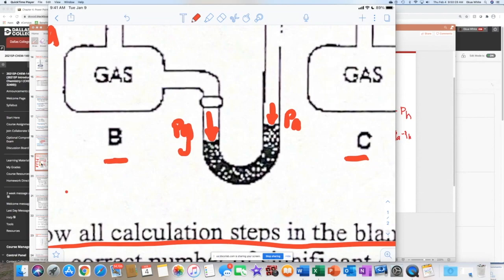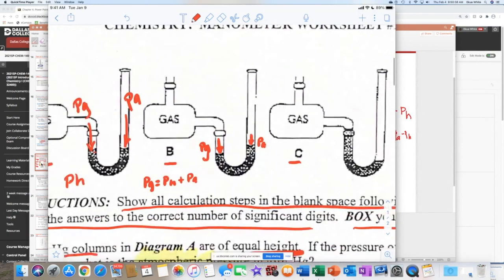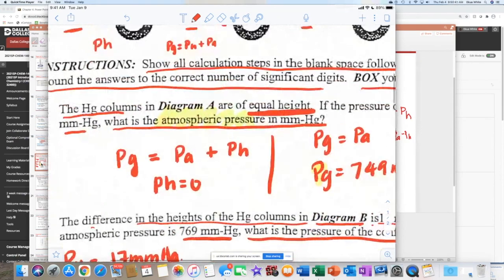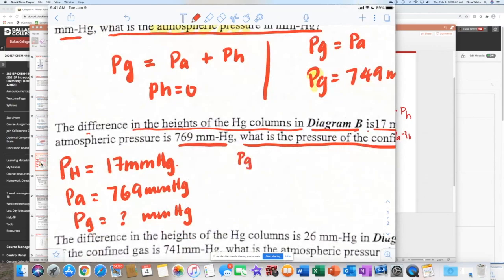As a higher pressure, I write it by itself. Pg equals pH, the difference, plus Pa. So we add the weaker ones, or the smaller ones, together, right? Okay, so now that I know the equation from the picture, I can now use it here. Pg equals pH plus Pa. So I'm looking for Pg. pH is 17 millimeters of mercury plus 769 millimeters of mercury.